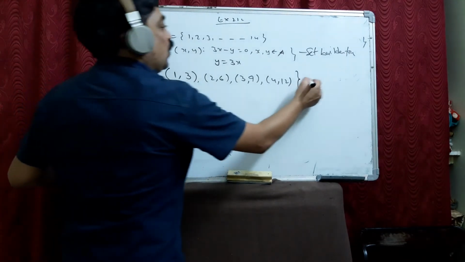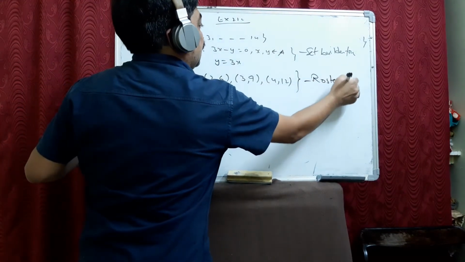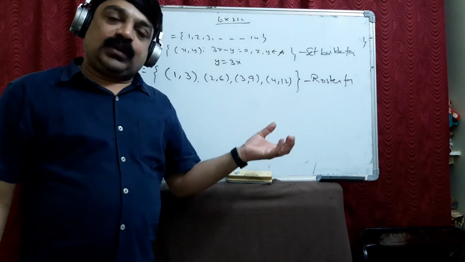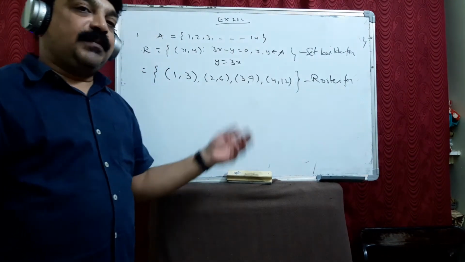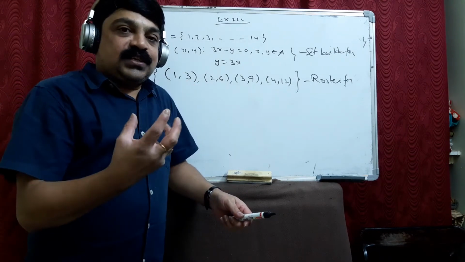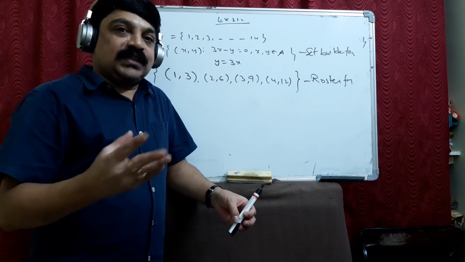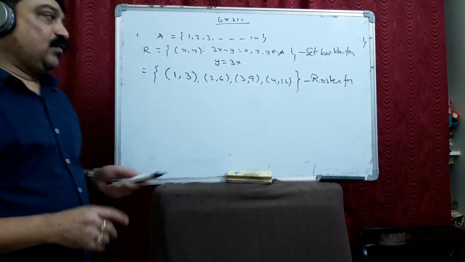So this is called roster form. Roster form is writing all the possible elements of the set. Set builder form is defining a relation with some variables so that there is no need to write all the elements of the set. Set builder form and roster form.